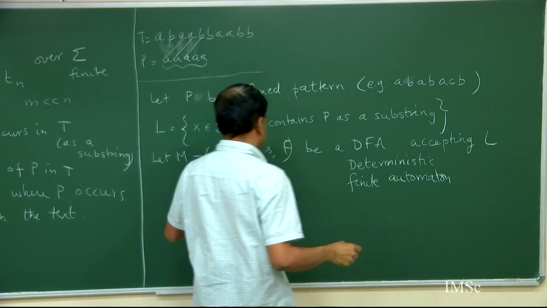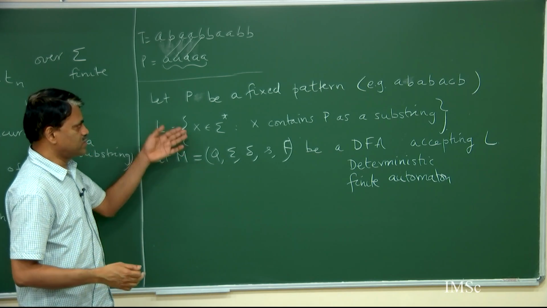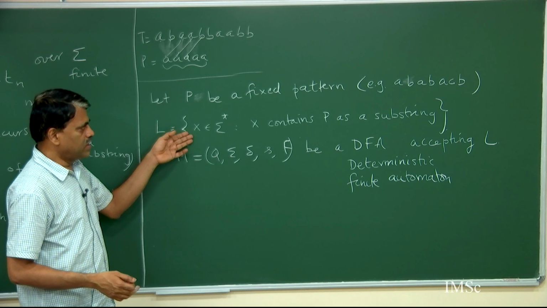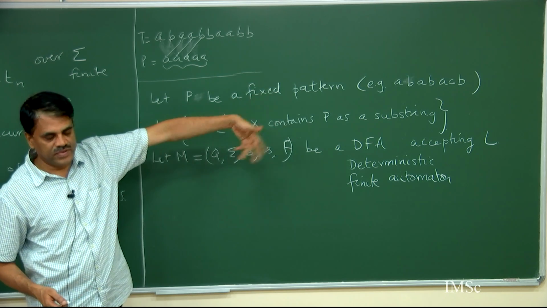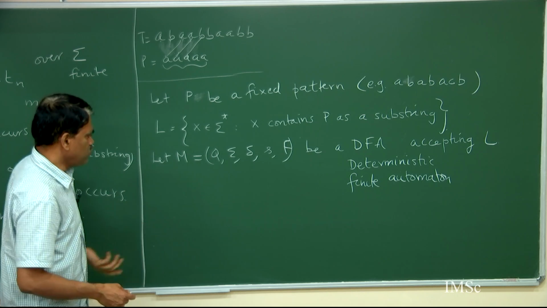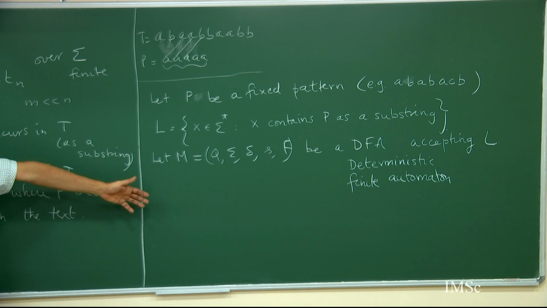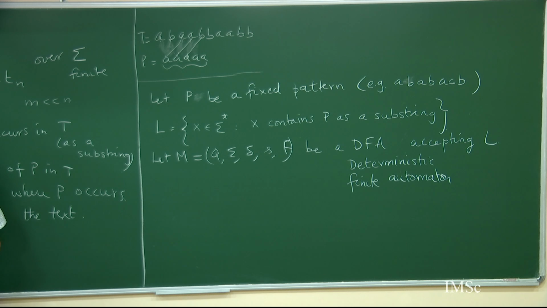So we'll look at some examples. This is a finite automaton which accepts all strings that contain P. Now the question, does P occur in T, is the same as asking, does T belong to that language in the context of the automaton? Is it accepted by M?